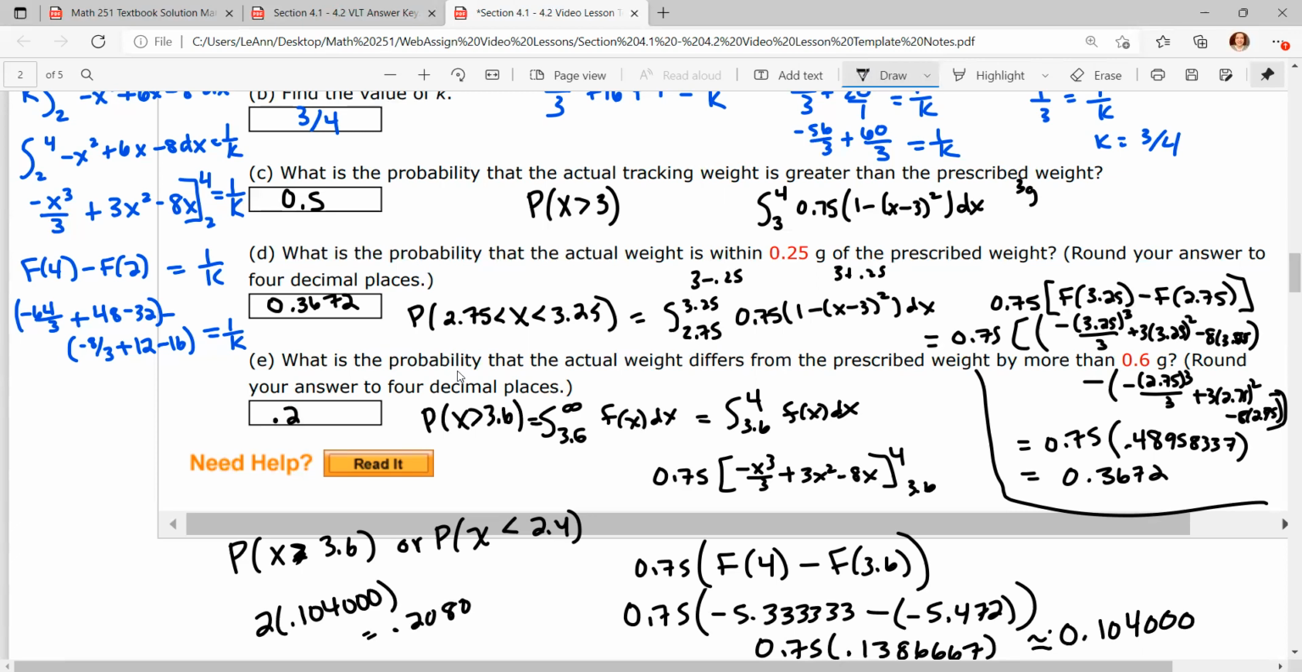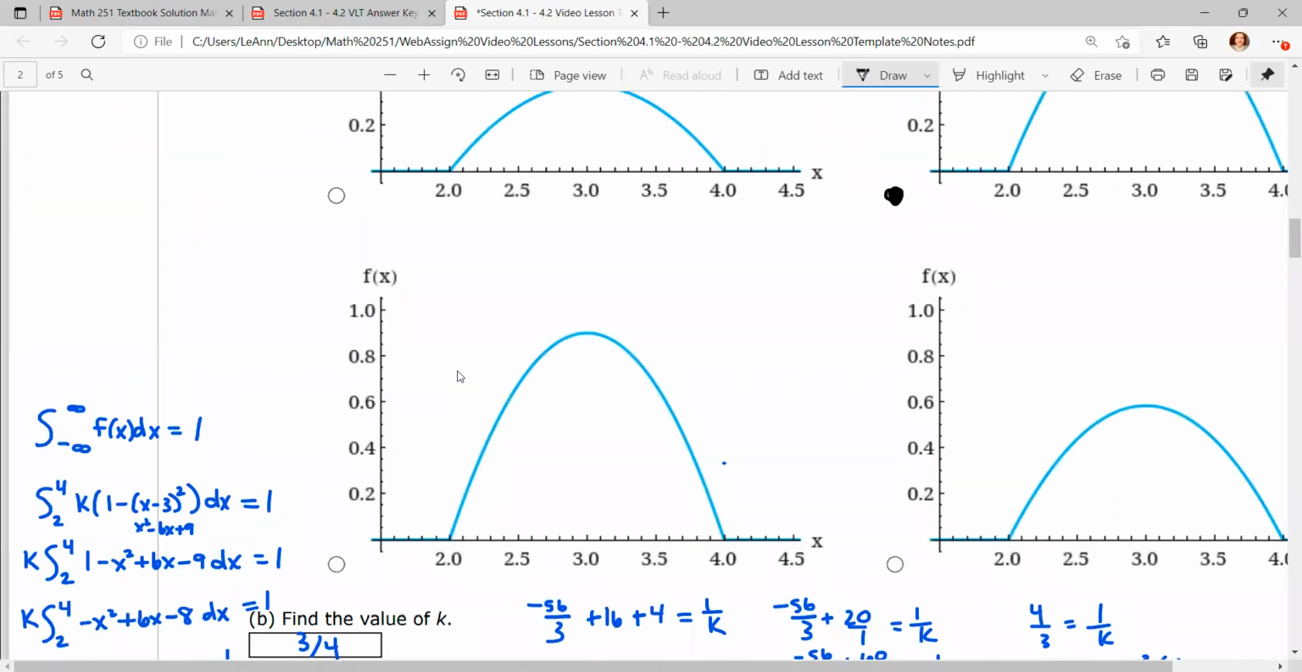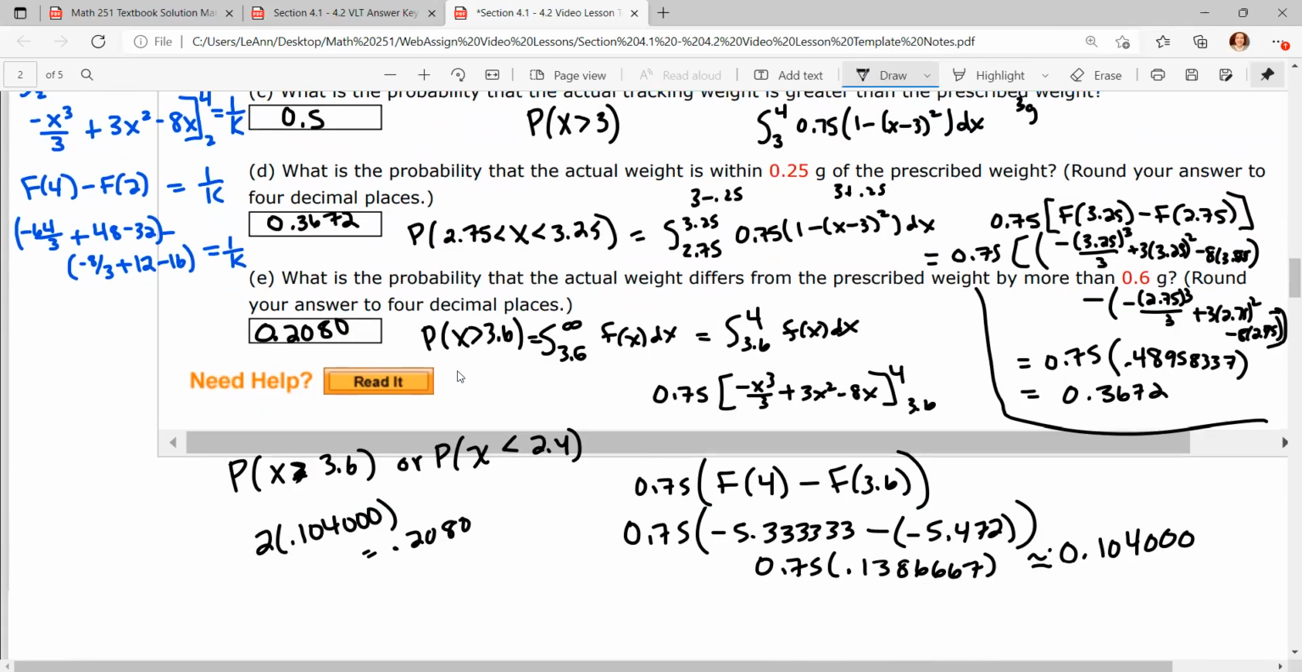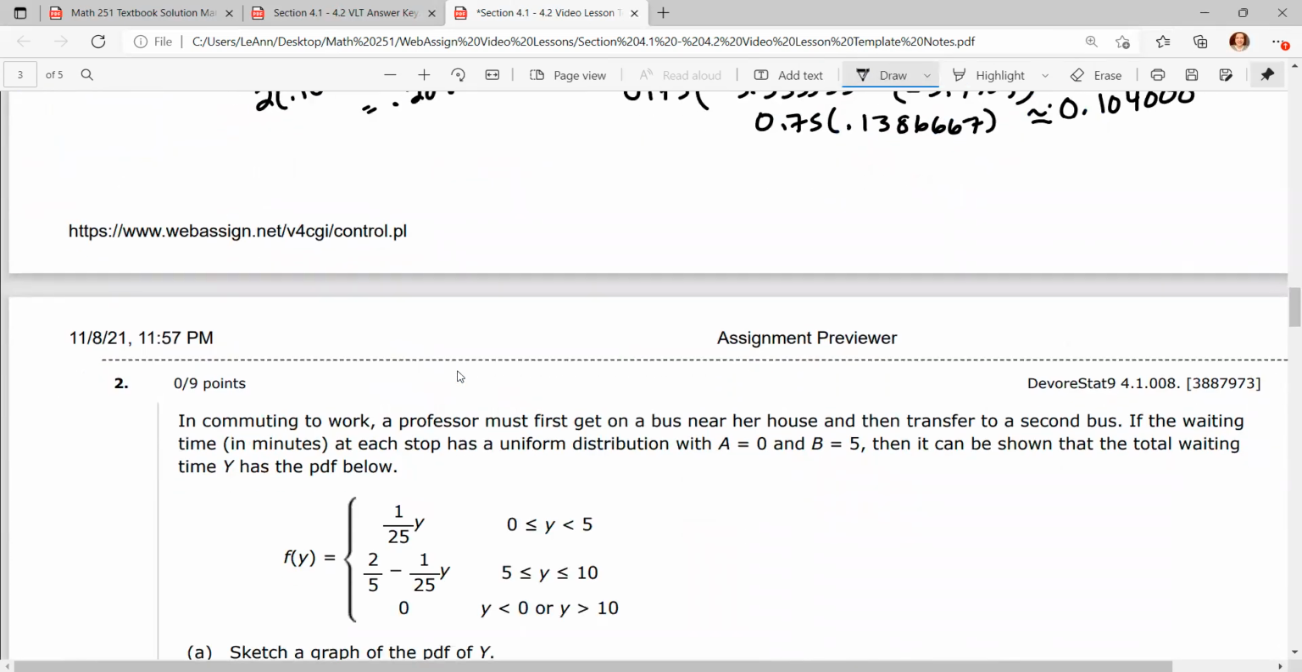And like I said, if you hadn't had symmetry, or if you're not even sure if you have symmetry, maybe you're not 100% sure of that, you would have done the integral from negative infinity to 2.4 as well, which would have just been from 2 to 2.4 for us, because our domain started at the value of 2 for our areas under the curve. Okay, so let's look at this second one.